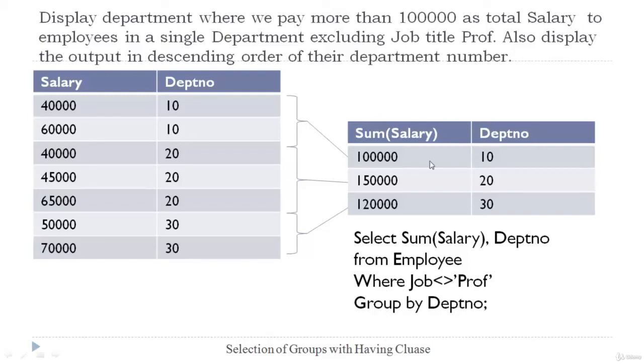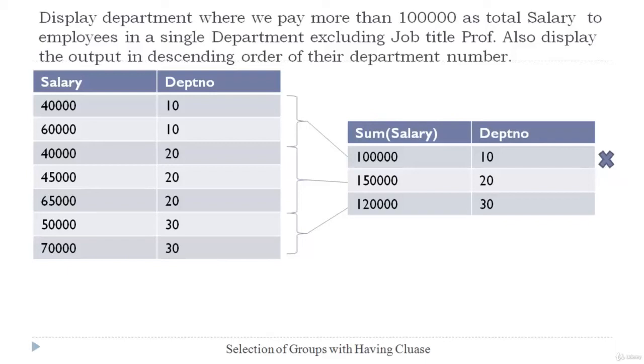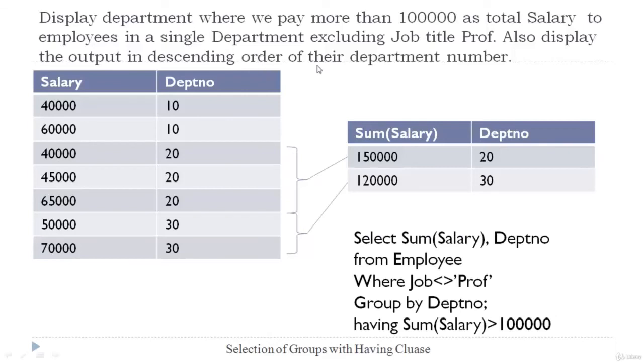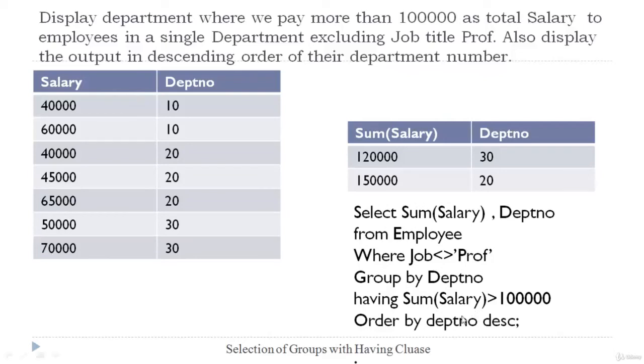But here we have to select only those groups where total salary is more than 1 lakh. So we have to discard this group. In order to discard this group, we have to use having clause. Then finally, we have to arrange the records in descending order of their department number. And to perform this operation, order by clause has been added to arrange the records in descending order based on their department number. So this is the query to perform this operation.